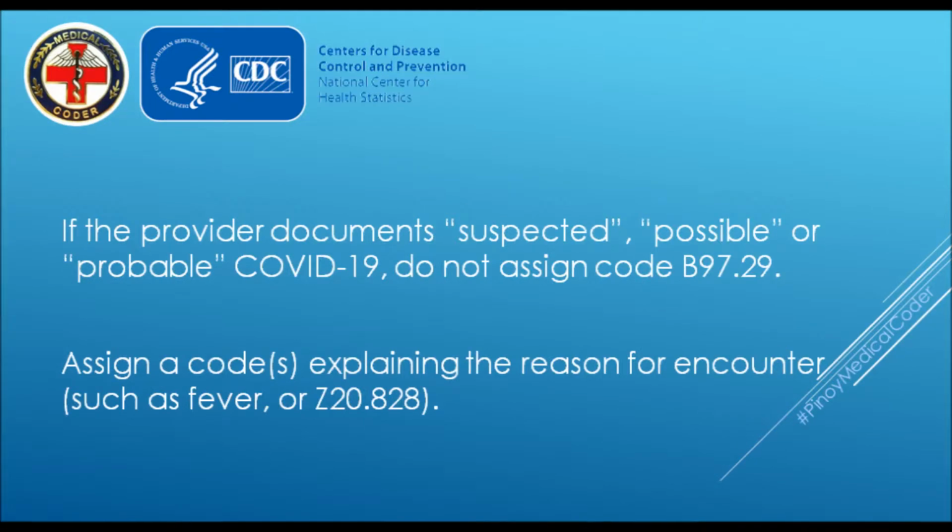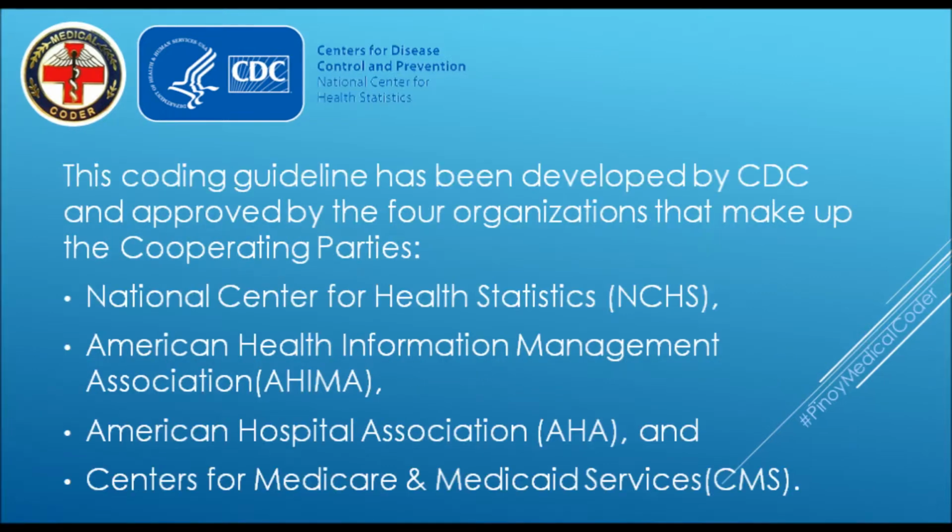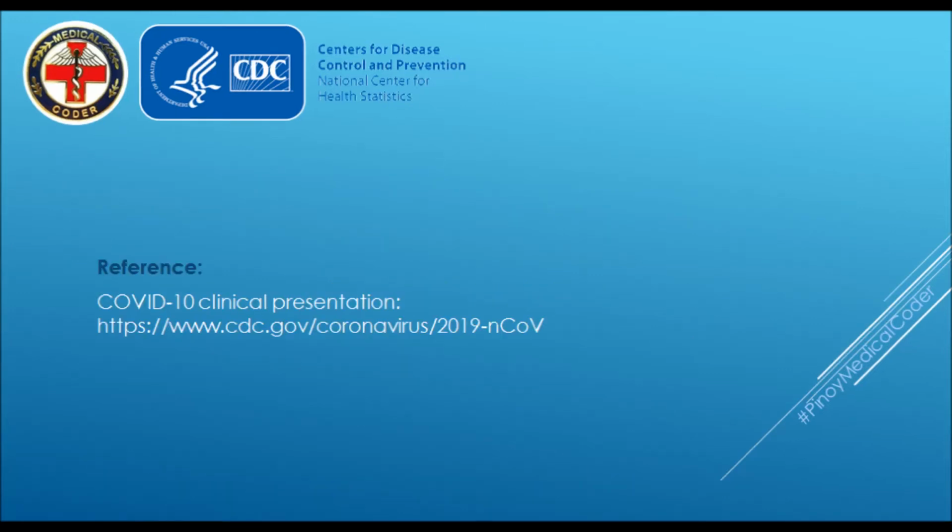If the provider documents suspected, possible or probable COVID-19, do not assign code B97.29. Assign codes explaining the reason for encounters such as fever or Z20.828. This coding guideline has been developed by CDC and approved by the 4 organizations that make up the cooperating parties: National Center for Health Statistics, American Health Information Management Association, American Hospital Association, and Centers for Medicare and Medicaid Services. For more details, please check the reference below or visit the CDC website.